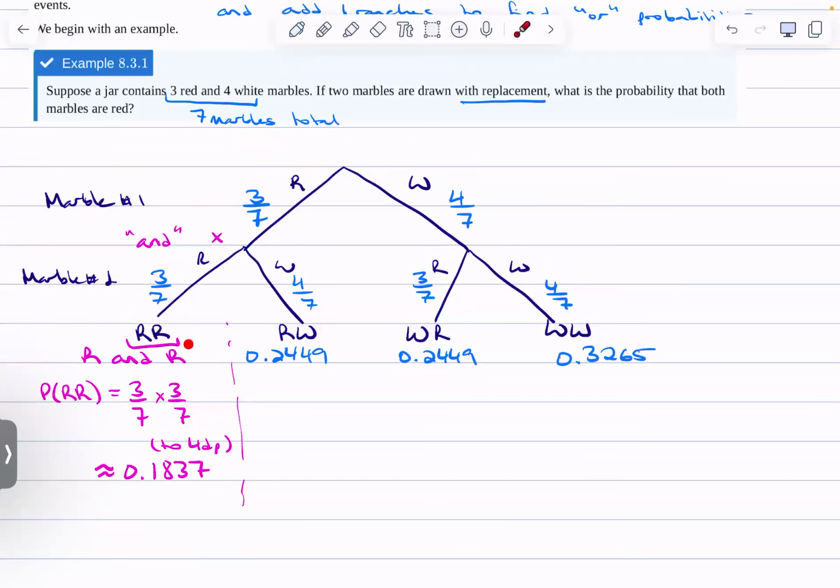Now here, usually I would just write 0.1837, but I wanted to show you where it came from here.